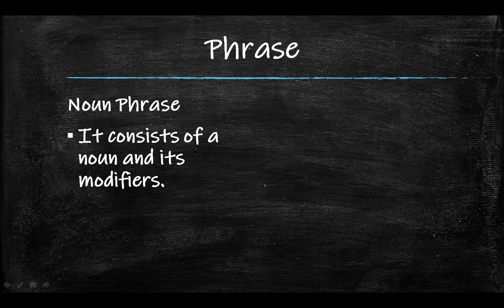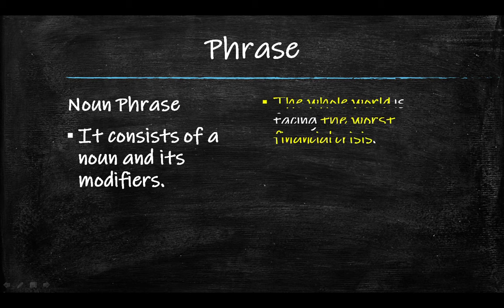Sometimes nouns, even when they're not in possessive case, they start modifying other nouns. So a noun phrase consists of at least one noun and any of the 5 different types of noun modifiers. They are mostly articles, possessive case of noun, pronoun, or adjectives. Let's take a look at examples. The whole world is facing the worst financial crisis. Well, the whole world is a noun phrase.